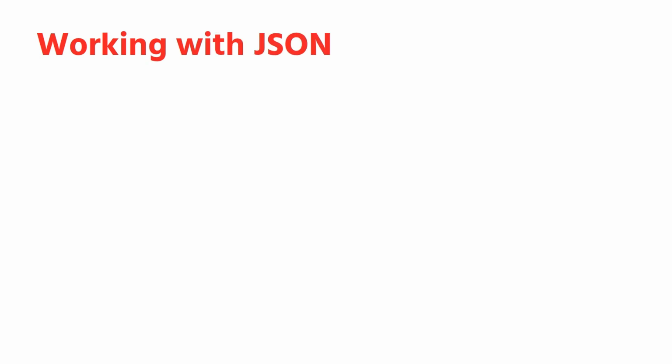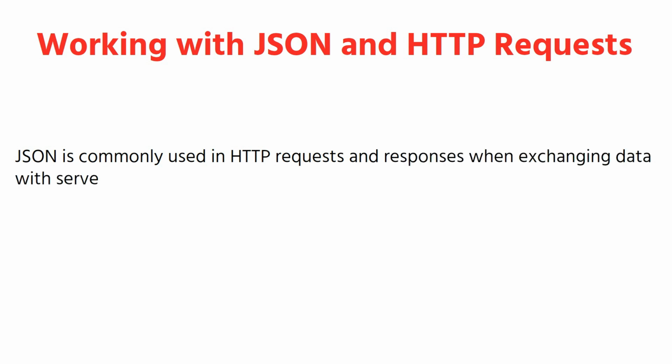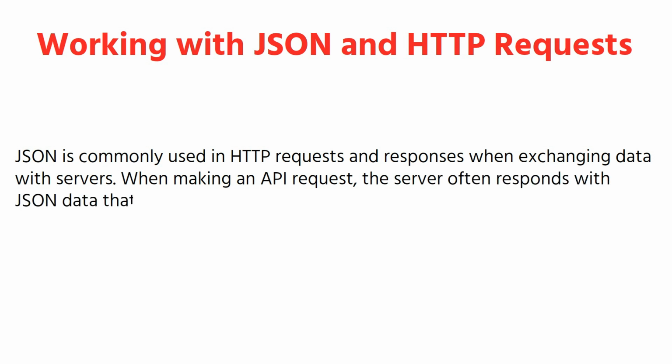Working with JSON and HTTP requests. JSON is commonly used in HTTP requests and responses when exchanging data with servers. When making an API request, the server often responds with JSON data that needs to be parsed to extract the required information.